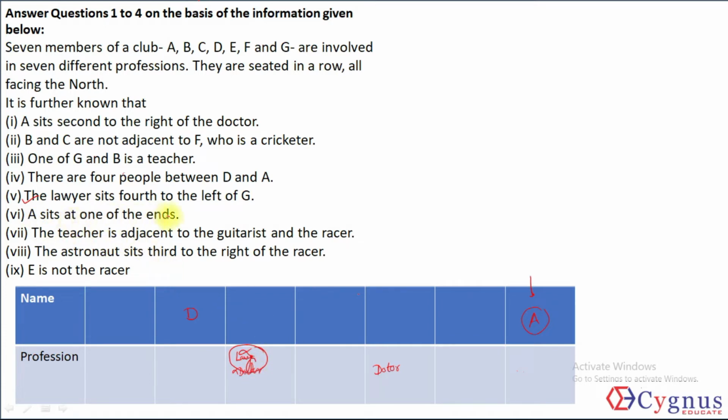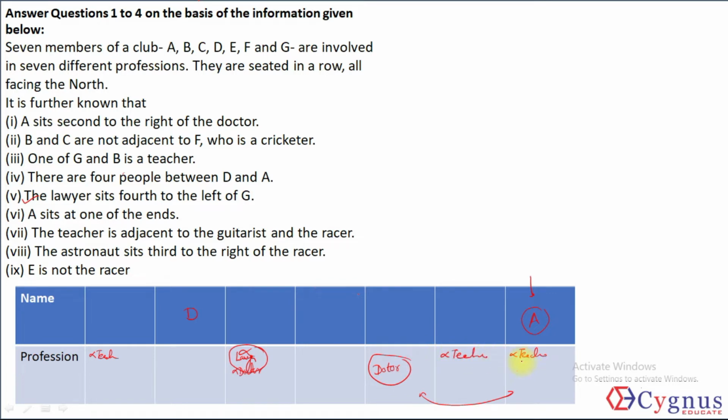A sits at one of the ends. I have already used this clue. The teacher is adjacent to the guitarist and the racer. That means teacher cannot occupy the extremes here. So this is not a teacher. I cannot put teacher here also. Yes or no? Can you put teacher here? Because if you put teacher here, then these 2 places must be occupied by whom? Guitarist and racer. But I have already placed doctor here. That's why this person cannot be a teacher.